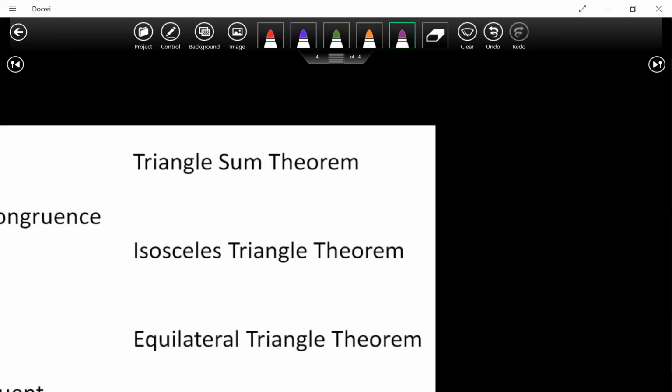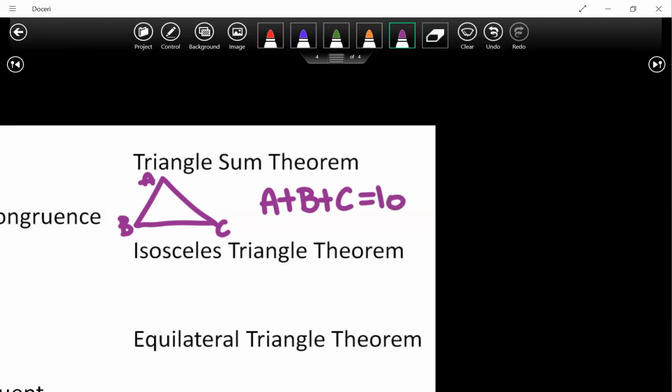What is CPCTC? No. There will be no question on that. Triangle sum theorem tells you that if you're given a triangle, this is A, B, C, that the sum of the angles must add up to 180. Sophia?